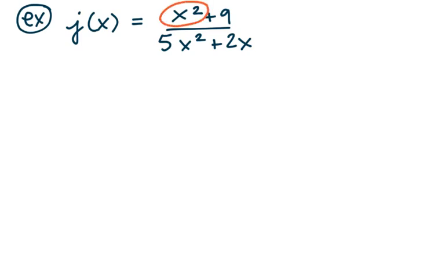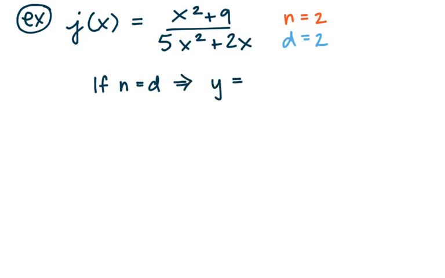If I look at the degree of my numerator and the degree of my denominator, n is 2 and d is 2. And so what we said in the rules for our comparison test is that if n is equal to d, then we end up with a horizontal asymptote, which is going to be a, the leading coefficient in the numerator. We have a little invisible 1 right there, over the leading coefficient in the denominator, which is 5. So here I would end up with y equals 1 over 5.